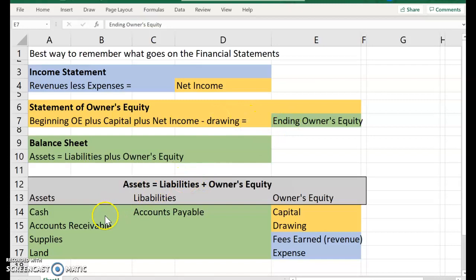So hope that helps you keep everything straight on the financial statements. And another instructor also said a way to remember the order is I eat bread: income statement, equity, balance sheet. So hopefully that will help you.